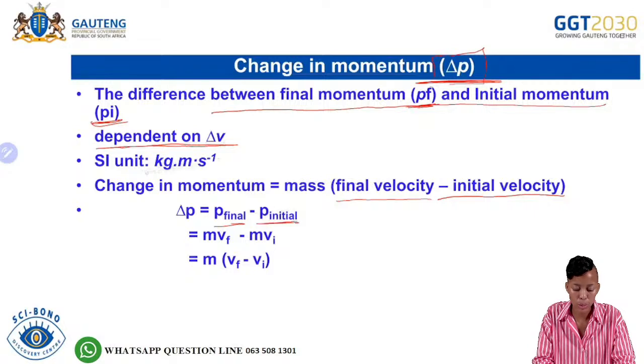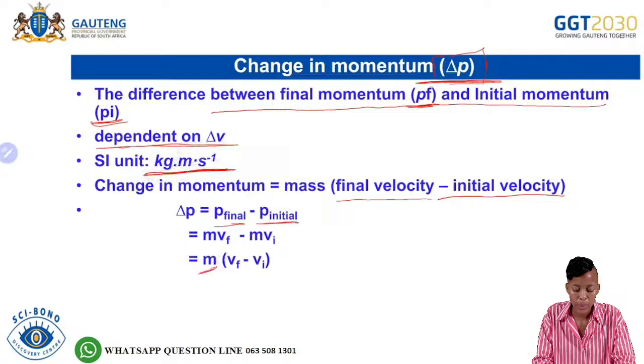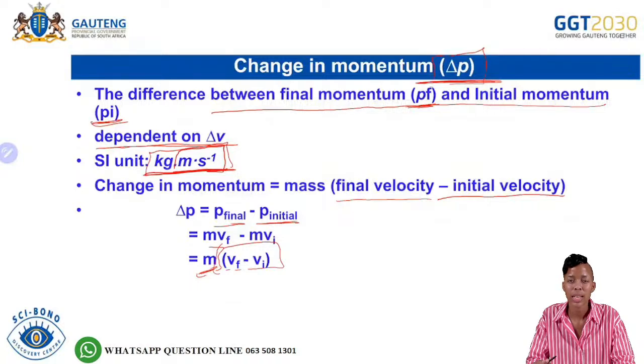So again, what we need to know there is that the SI units are kilograms. Where is that coming from? It's coming from the mass, kilograms, and then the meters per second means that we are talking about the velocity. So a combination of the mass and the velocity gives us a unit of kilograms meters per second. So in this case, the SI unit for the change in momentum and the SI unit for the momentum are the same.